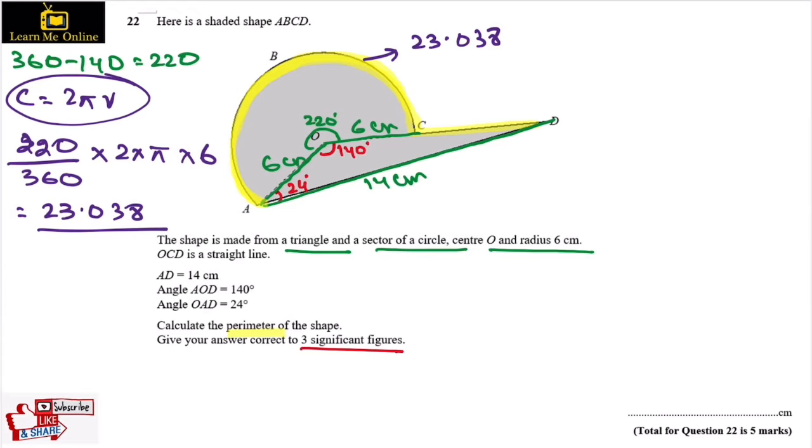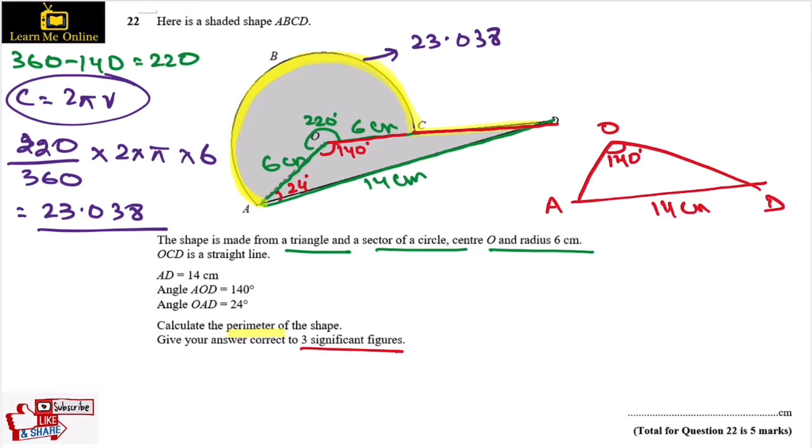Now we need to find how much this part is, which is C to D. To find C to D, we know that from here to here is 6. So we need to find the total length. I'm going to consider this triangle now. So this is O, this is A, this is D, and this is 14 centimeters, this is 140 degrees, and this is 24. This we know is 6 centimeters. To find this length, there are two ways of doing it. Either we can use the sine rule or the cosine rule to find it out.